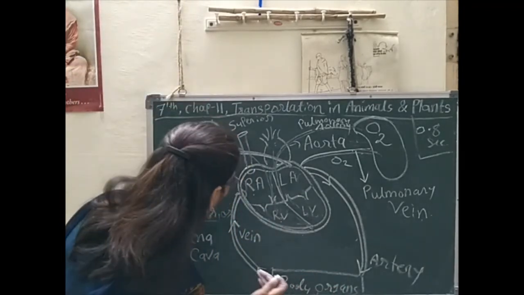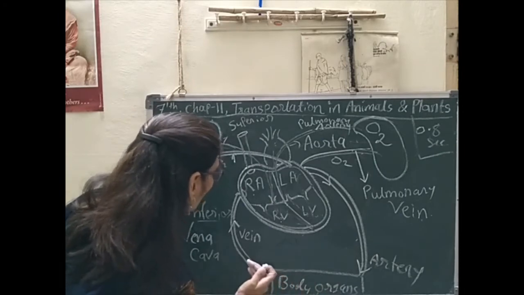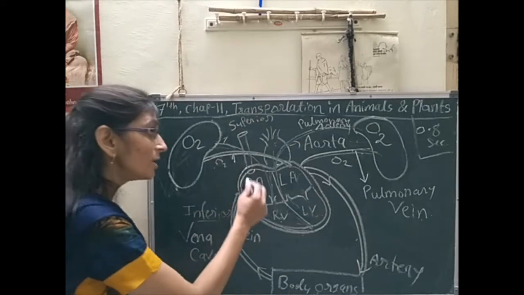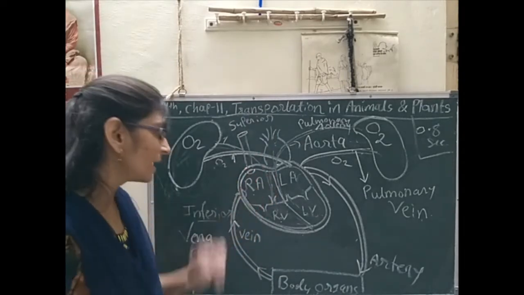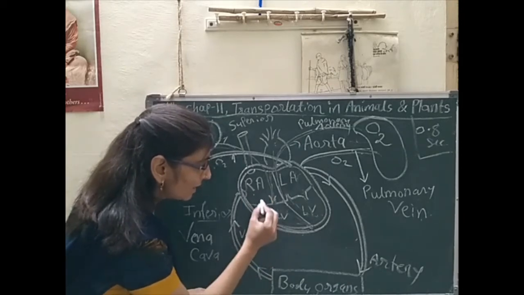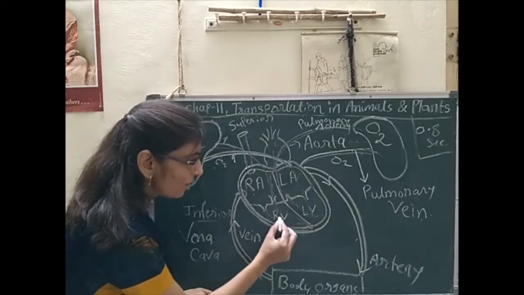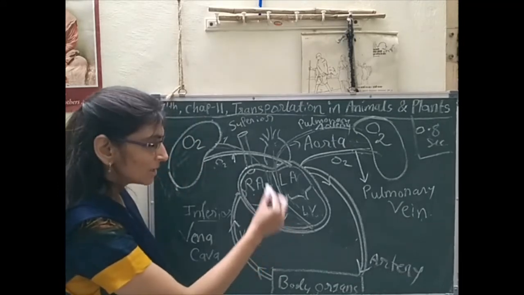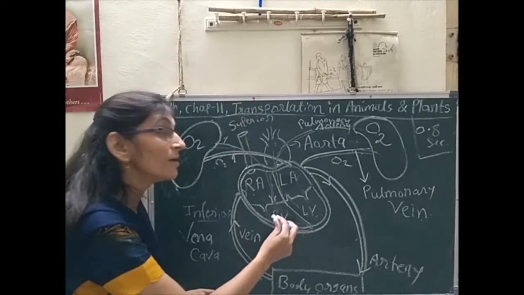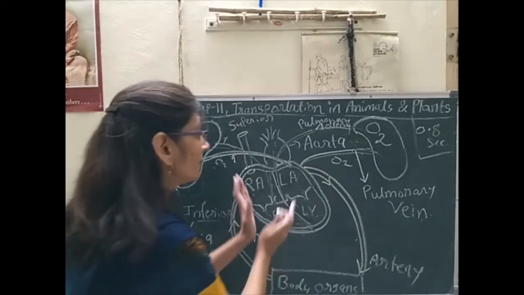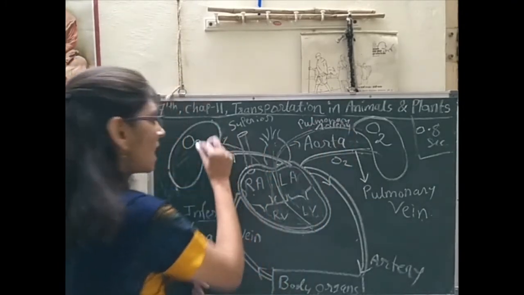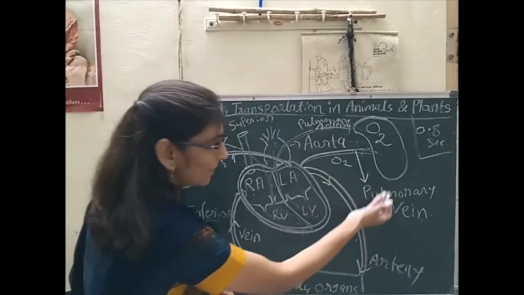Then the deoxygenated blood will be carried through the vena cava, the inferior vena cava and the superior vena cava, towards the right atrium. From the right atrium the blood will enter through the tricuspid valve into the right ventricle, and from the right ventricle the deoxygenated blood wants to become purified. That's why it will go towards the lungs again through the pulmonary arteries. Yes, and return through the pulmonary vein.